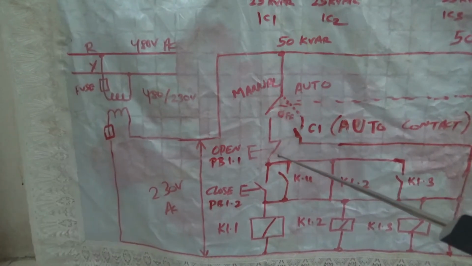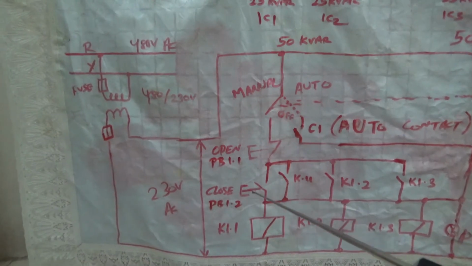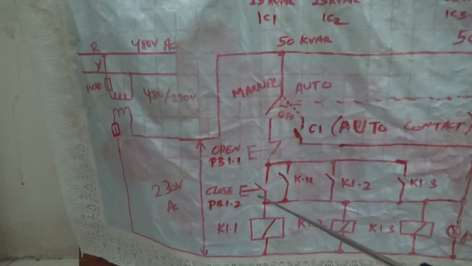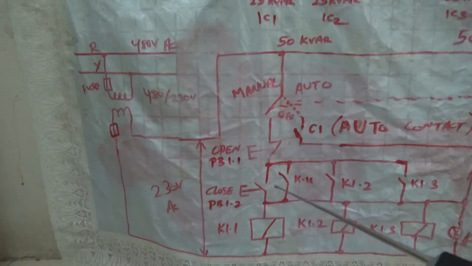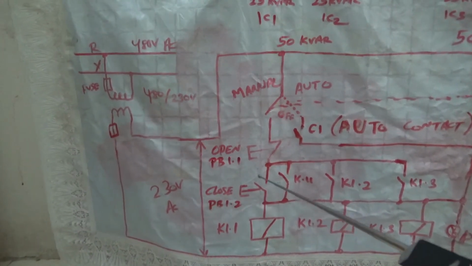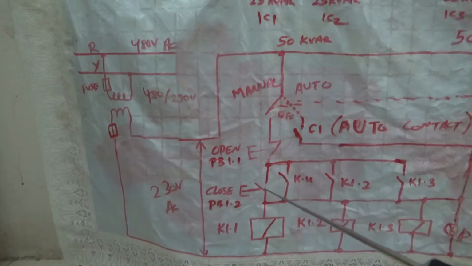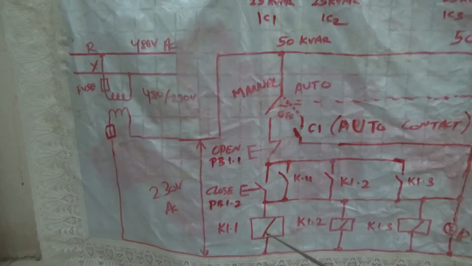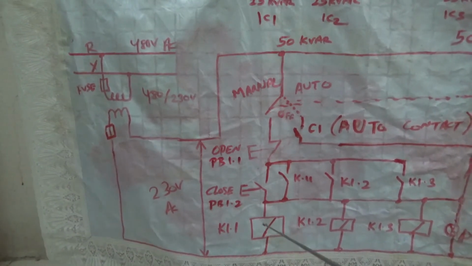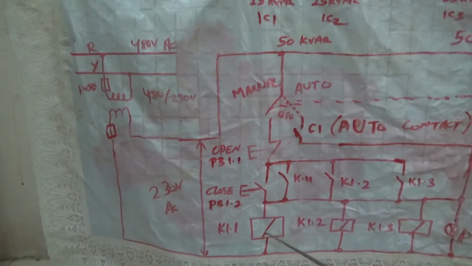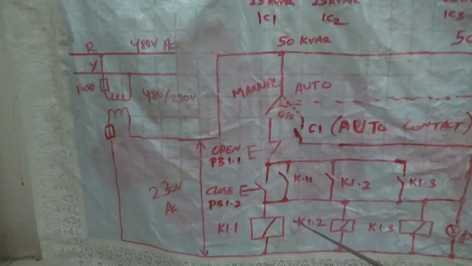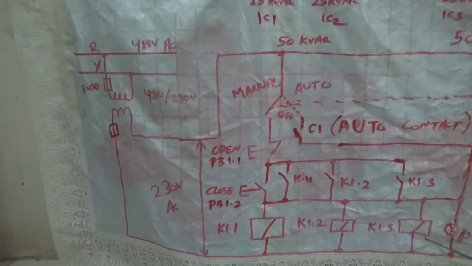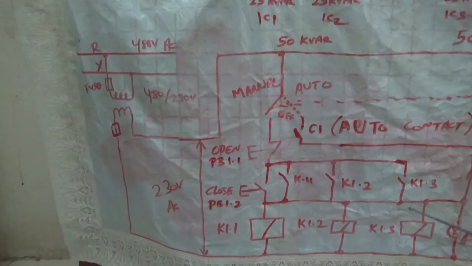Then after that, there will be one push button which is called normally open. The meaning is NO. NO means unless you press it, it will remain in open condition. Now when you press, this contact closes and the supply comes to the coil of the first power contactor K1.1. Then, as we said, in the first set there are three contactors, K1.1, K1.2 and K1.3. This is 50 kVAR, 50 kVAR, 25 kVAR. Total consists of 125 kVAR.